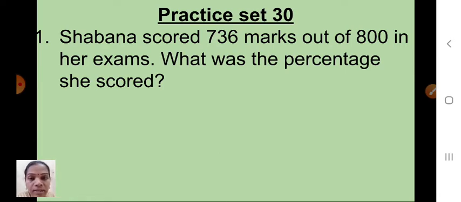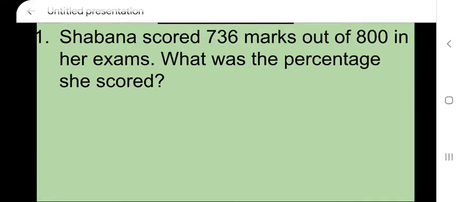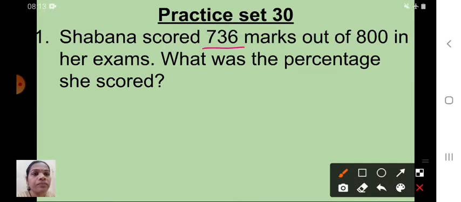Already I told, in this lesson only one exercise is there, and all the sums are word problems. Isn't it children? So see here, the first one I will read: Shabana scored 736 marks out of 800 in her exams. What was the percentage she scored? So we have to find that percentage.